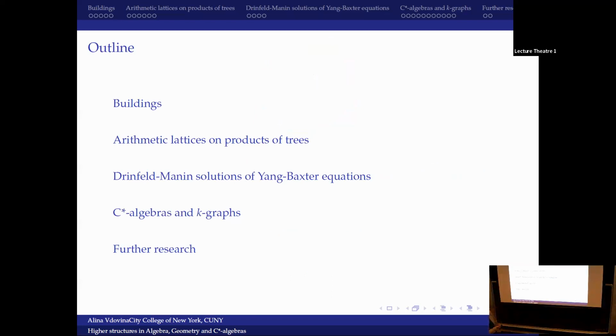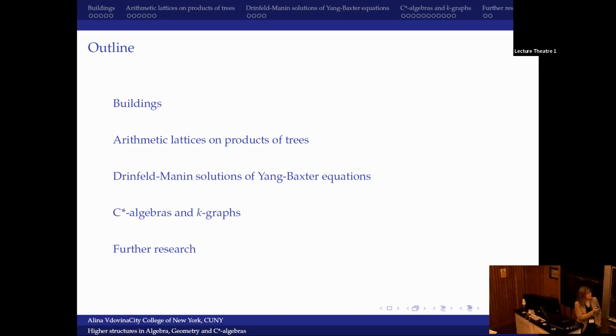And this is the plan: to talk about buildings, of course, without the formal definition, because the formal definition is like half a year's course, and probably life still doesn't become easy after this either. So I'm going to give a very explicit construction of arithmetic lattices and products of trees, because they are very relevant. They give explicit examples of higher rank graphs for every k. And of course, I couldn't resist putting Yang-Baxter equations after Fabian's talk yesterday. And then we will see how it goes.